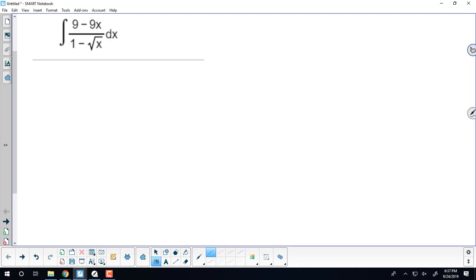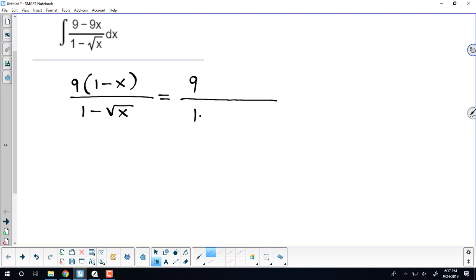So I think if we looked at the integrand as 9 times (1 minus x) all over (1 minus root x), then that'll be a little more helpful. So it still doesn't look like we can cancel anything, right? And I think we're not really accustomed to looking at 1 minus x as a difference of squares. I mean, sure, 1 is a square, but when we see x by itself, we don't really think of that as a square, right?